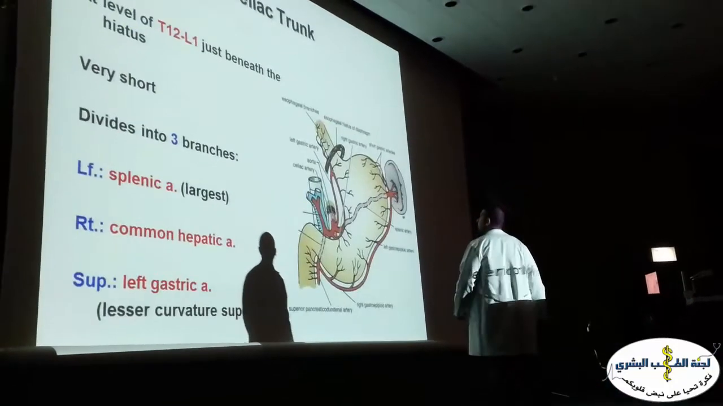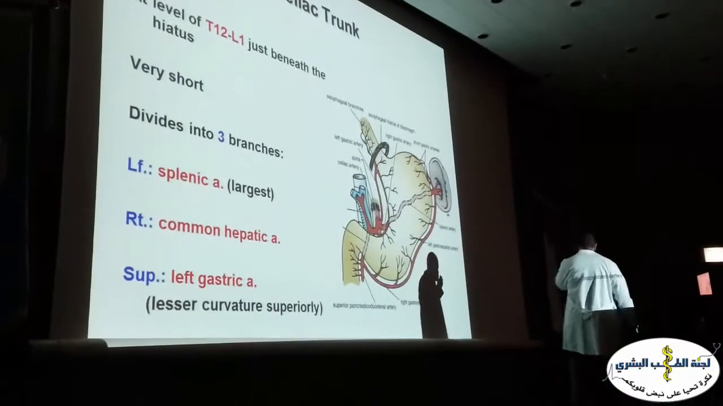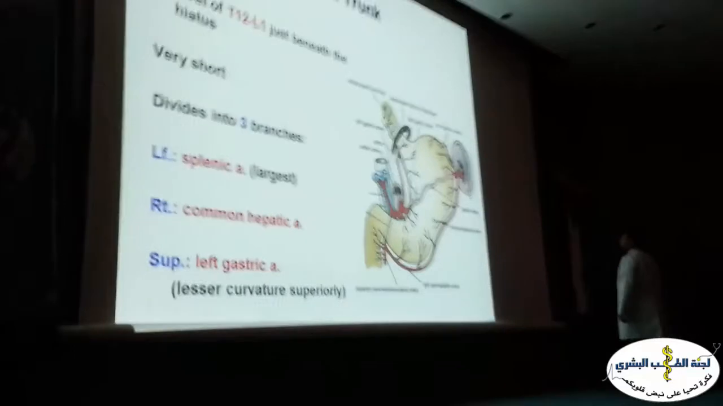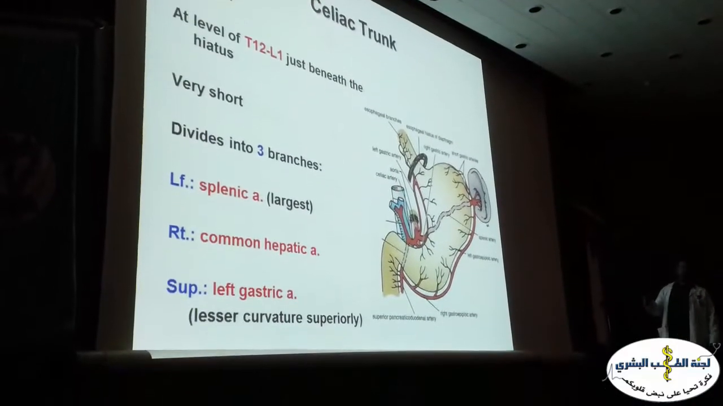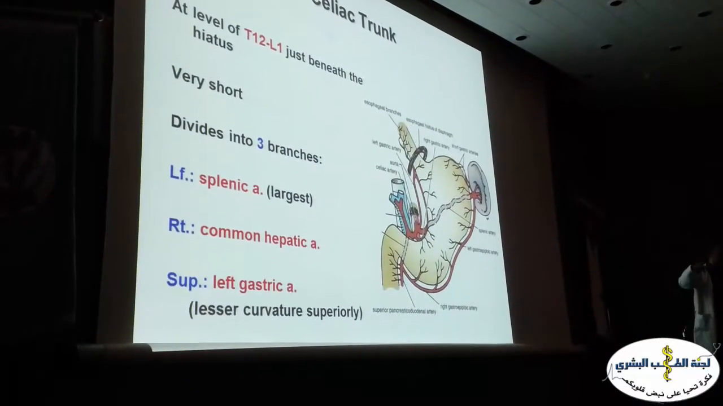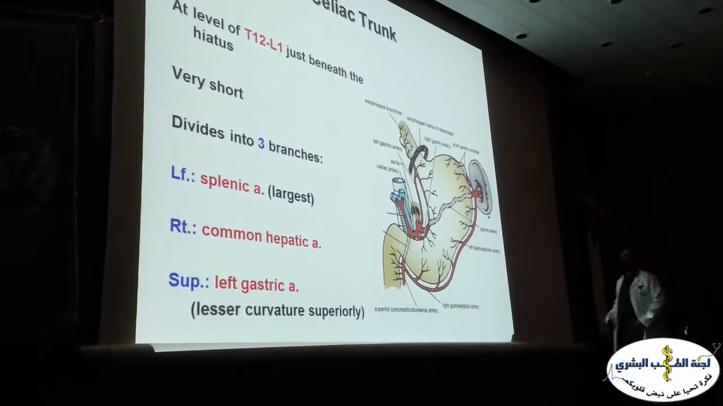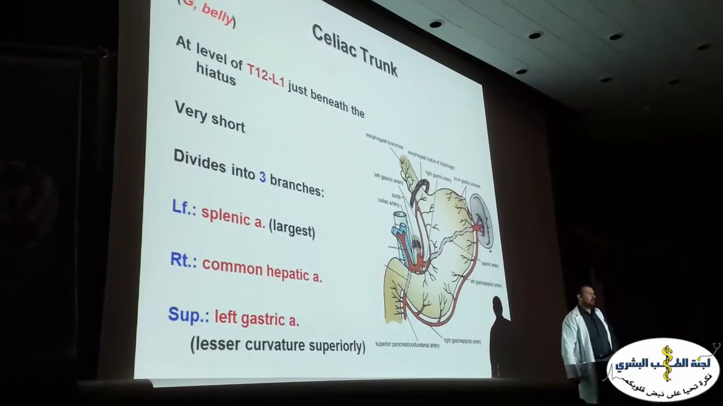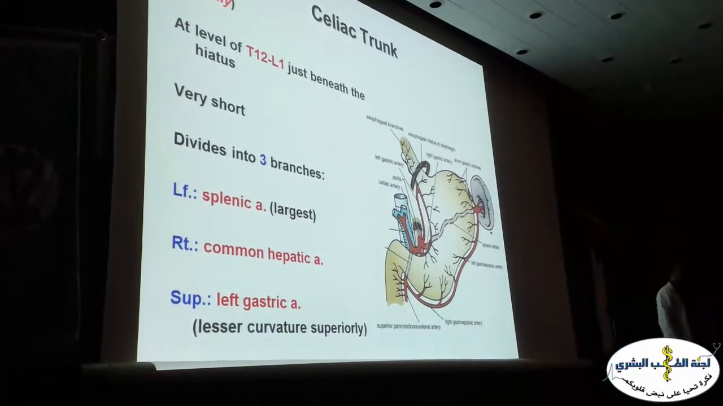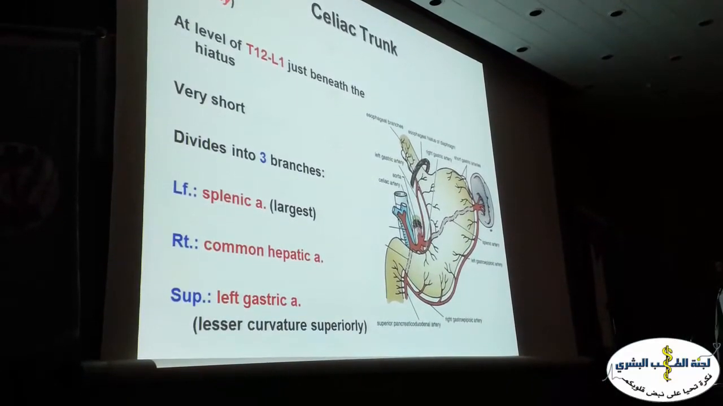If we go into more detail now, let's start with the celiac trunk. Celiac is actually from the word coeliac. So you see sometimes in British spelling they write CO, because it was pronounced in the Greek coeliac. Coeliac means the belly, the abdomen. That's the origin of the name, the celiac trunk.